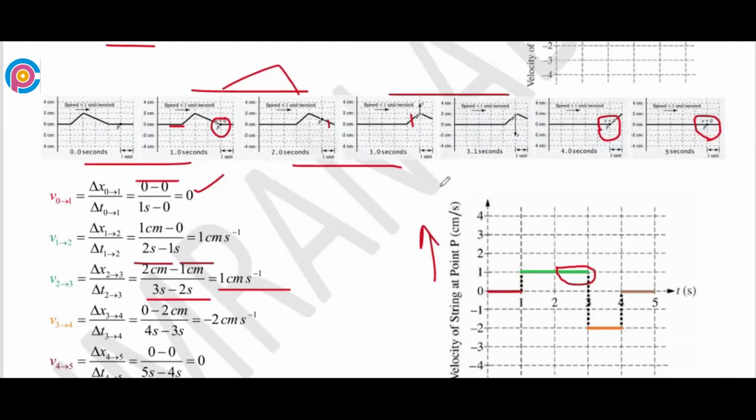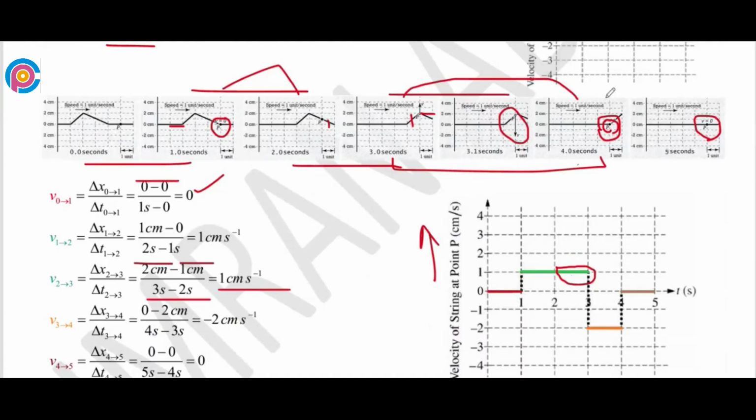Now, what happens in the interval 3 to 4? Its motion is now downward. You can see at 3 seconds and 4 seconds it reaches its natural position, so the final position is 0. When it starts moving, the initial position is 2 centimeters. So 0 minus 2, over 4 minus 3, gives minus 2 centimeters per second. I have highlighted it in golden color. The minus is because the velocity has changed its direction.